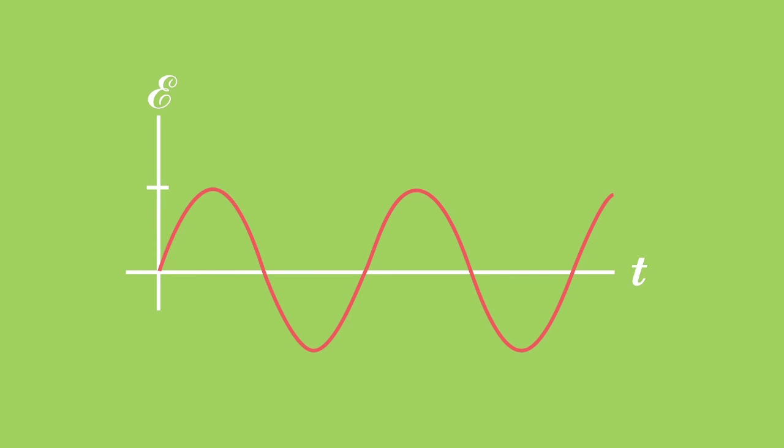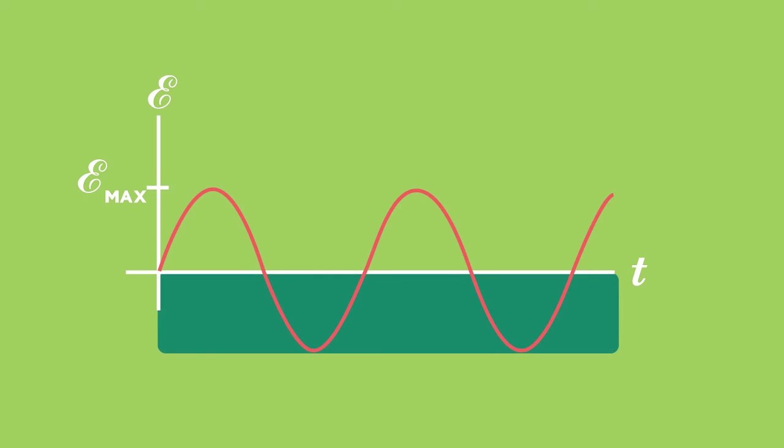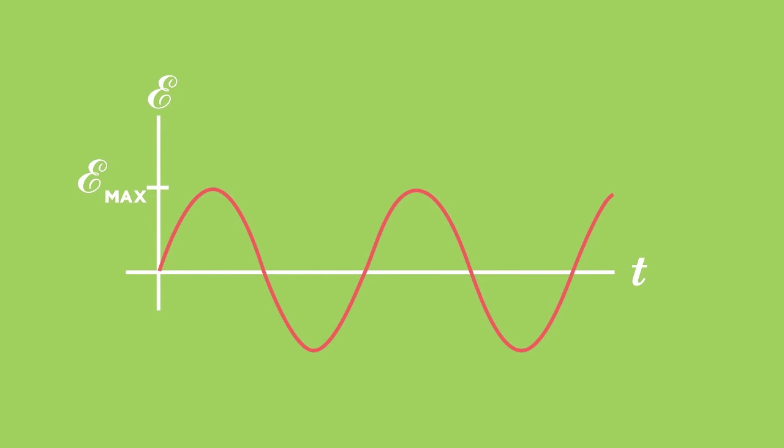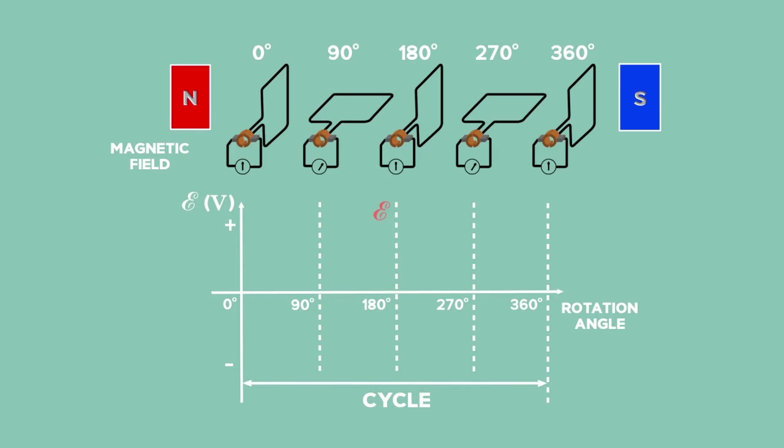As the current direction changes with every half turn, the graph would be seen as a sine graph. The direction change is shown by the graph going below the time axis. The diagram shows the position of the armature as it turns.